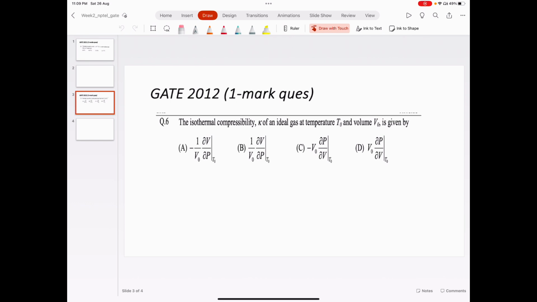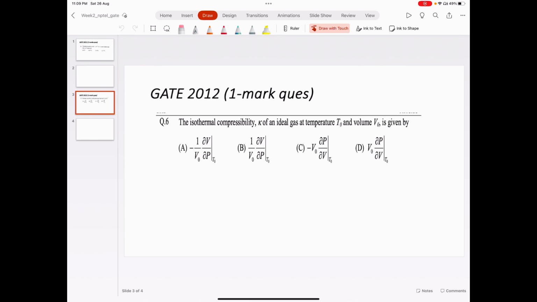So hello everyone, this is a question in GATE Physics 2012, which is a 1 mark question, quite a simple question. This is question number 6, which states that the isothermal compressibility kappa of an ideal gas at temperature T naught and volume V naught is given by. So these are the four options.